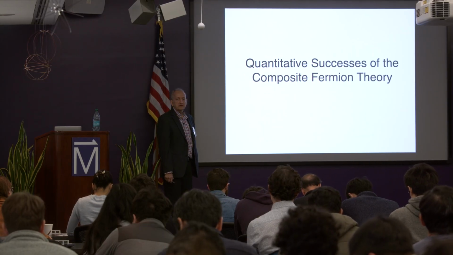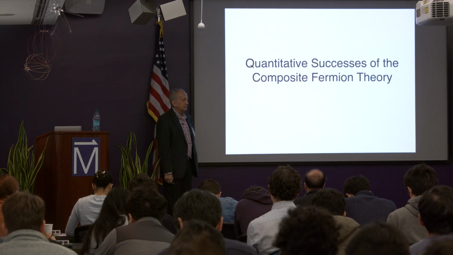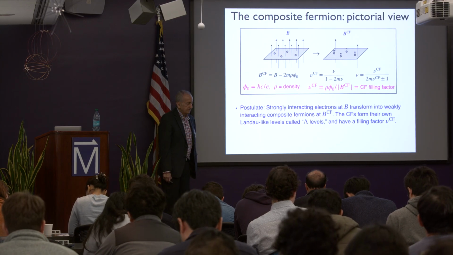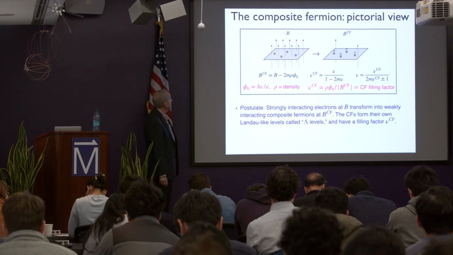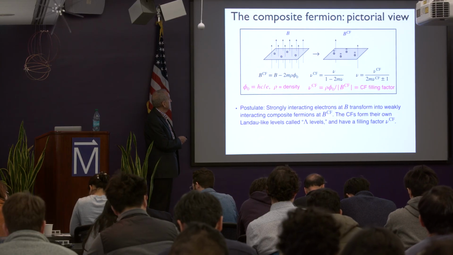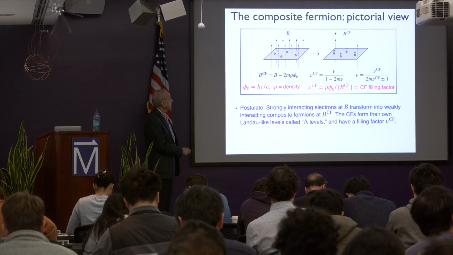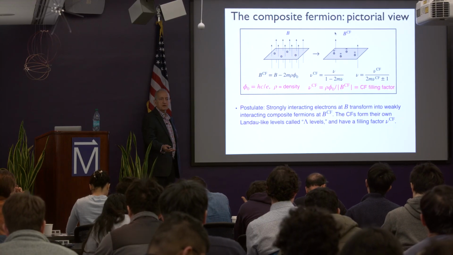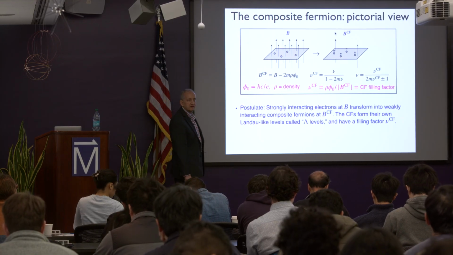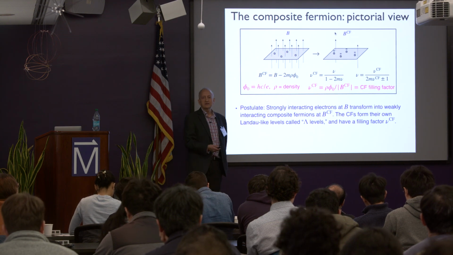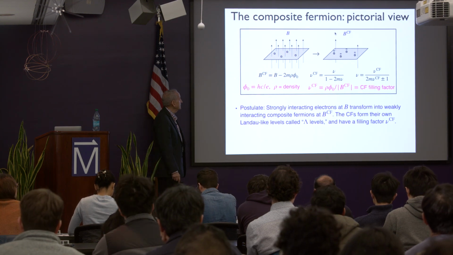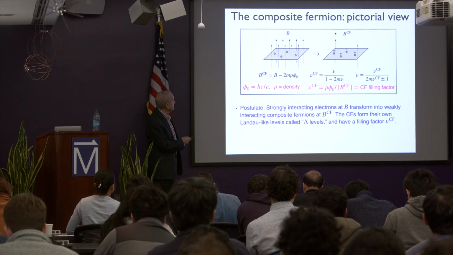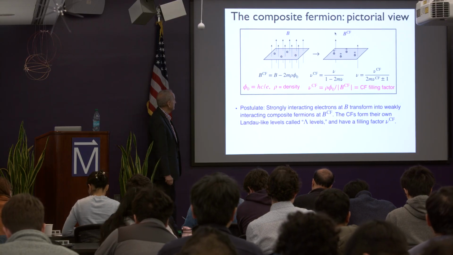Let me just begin with a quick recap of what we had last time. The simple pictorial view is that electrons capture an even number of flux quanta to become composite fermions. And composite fermions, unlike electrons, can be treated as non-interacting to the first approximation, except that we have to remember they see only the residual magnetic field, which I call B_CF.